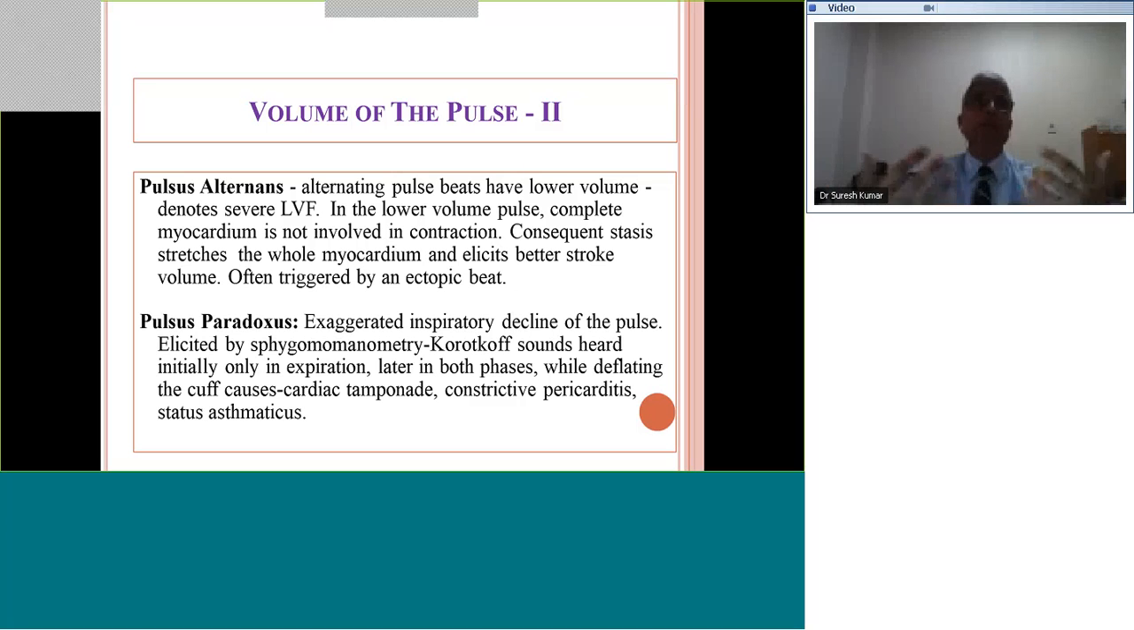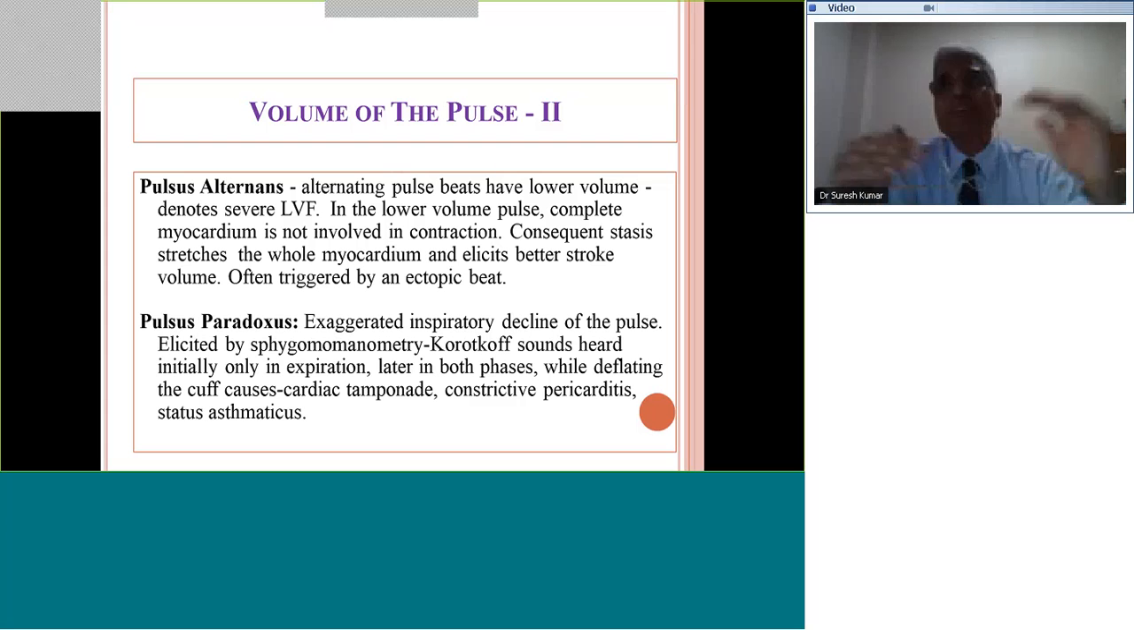It is elicited by checking the blood pressure. Imagine that the blood pressure cuff is tied to the arm and you are listening. While listening, you find that initially the sounds are heard intermittently, which means the sounds are heard only in expiration. Later, as you start hearing in both inspiration and expiration, that means the lower value has been reached. So the initial value, when you heard the sounds intermittently, that is the systolic blood pressure in expiration. And the lower value, when you have started hearing the sounds regularly, continuously, that is the systolic pressure in inspiration. The difference between the two is the paradox.